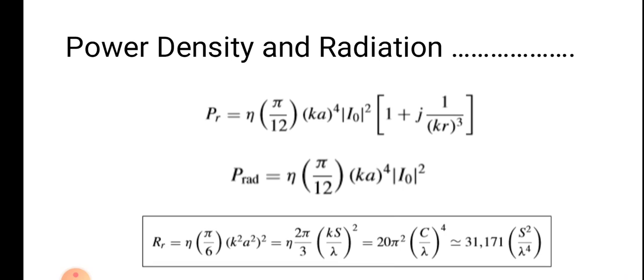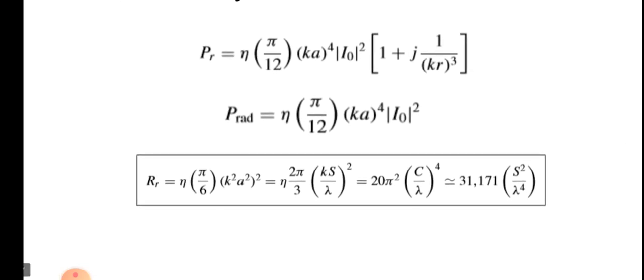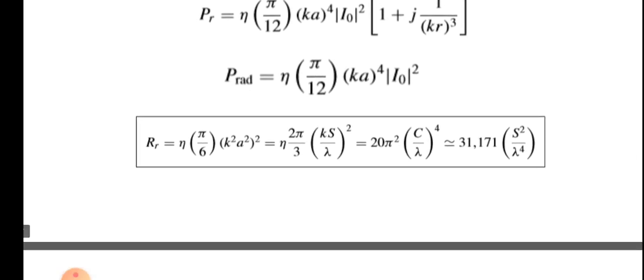Now from this we can find out radiation resistance, because power is always given by what? I square into R. So if I equate this power to I square into R, R is the unknown quantity we have to find out. I square is the current which is flowing through the antenna, so I square is nothing but your I0 square only, that will get cancelled out. Finally you get the radiation resistance here. You can see that the radiation resistance is given by eta times pi/6, and then (K square A square) the whole square.